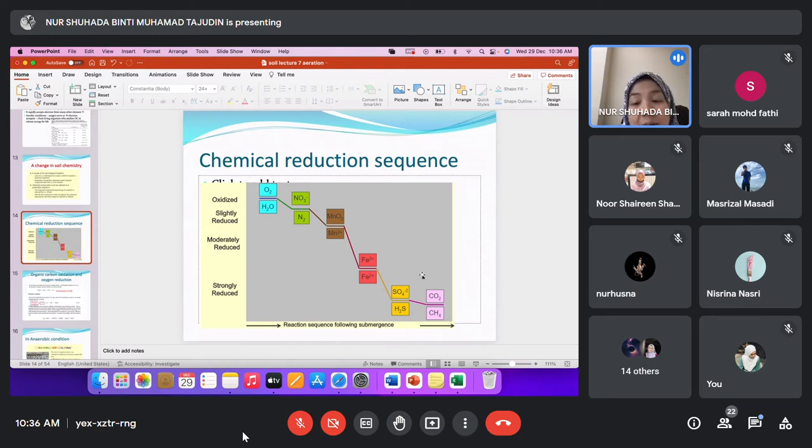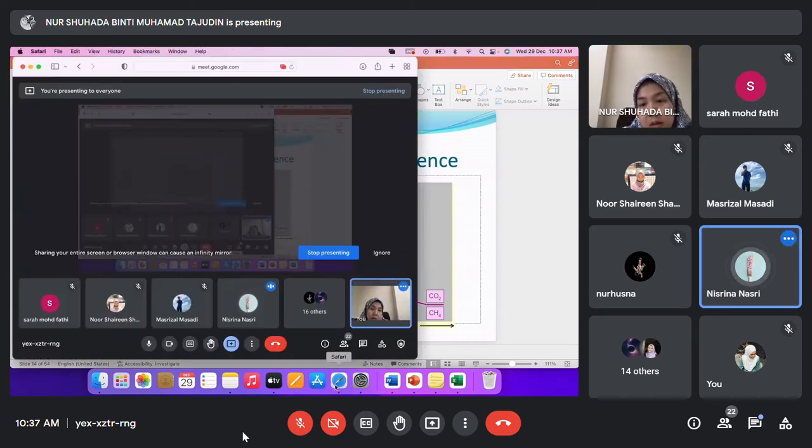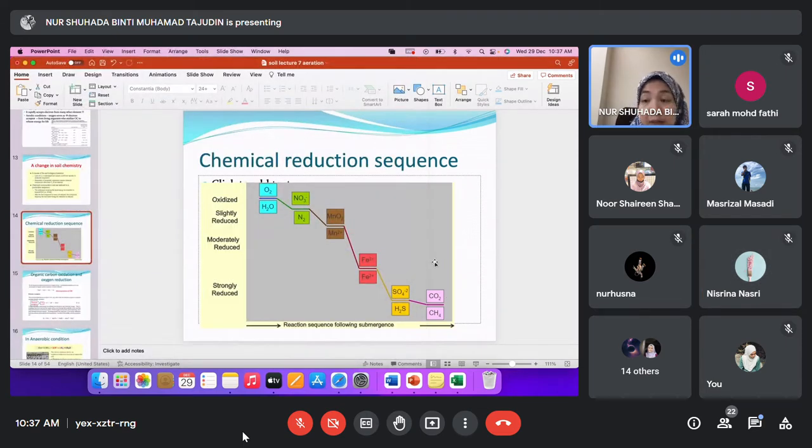When it attacks carbon dioxide, that is where the problem is. What is CH4? Methane. Correct. When methane is produced, methane is a toxic substance. So in that condition, it's not a favorable condition for crops to grow. Understand?